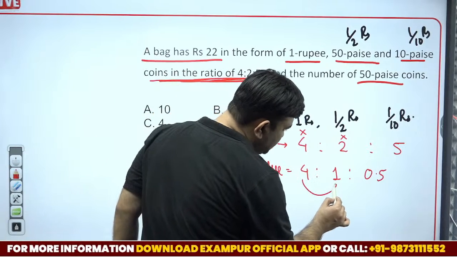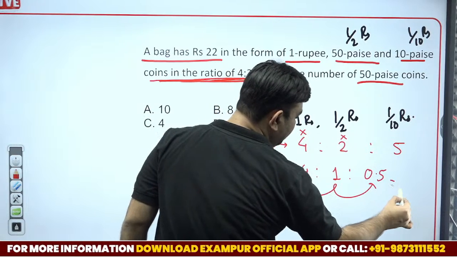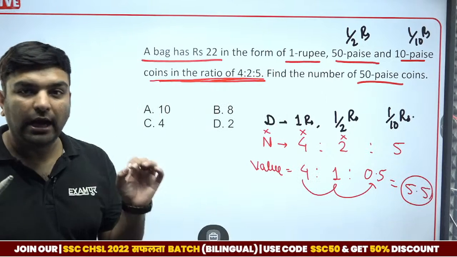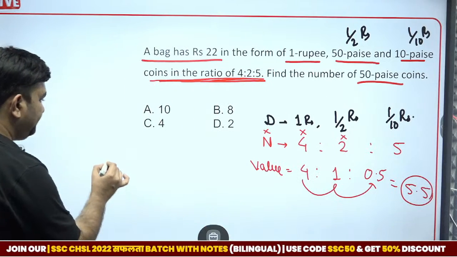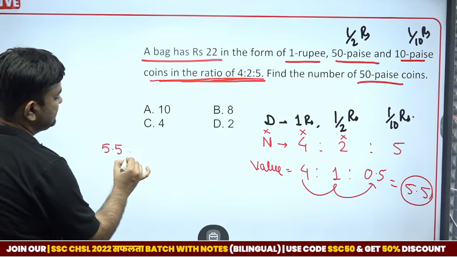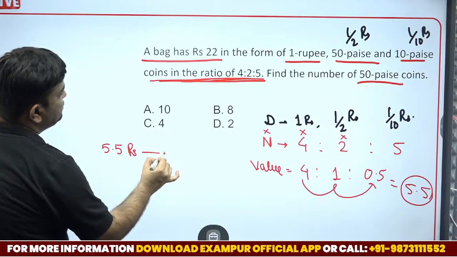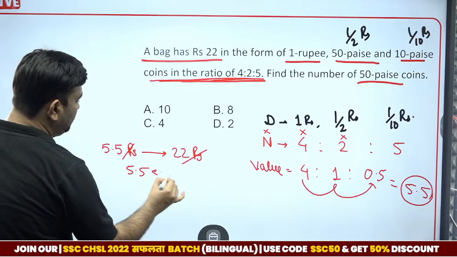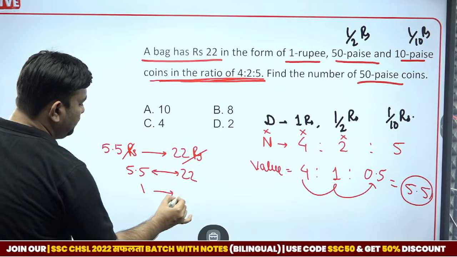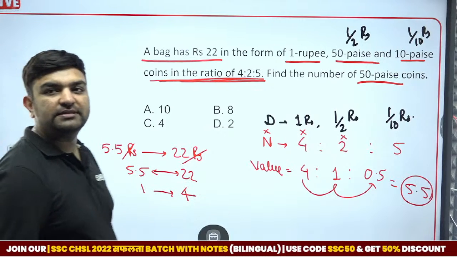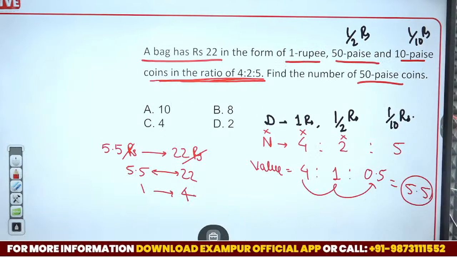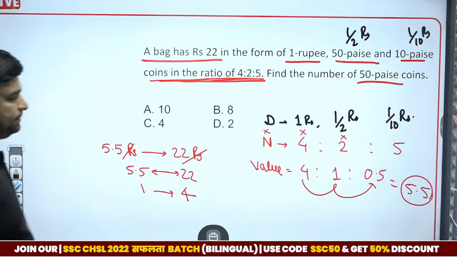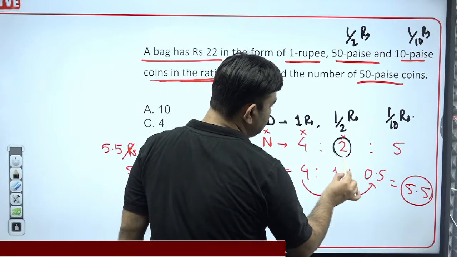So value according to the ratio is 4 plus 0.5, that is 5.5. But actually the value is in rupees, actually this is 22 rupees. So 5.5 is equal to 22, so 1 is equal to 4, because it will cancel out 4 times. Number of 50 paise coins are 2.